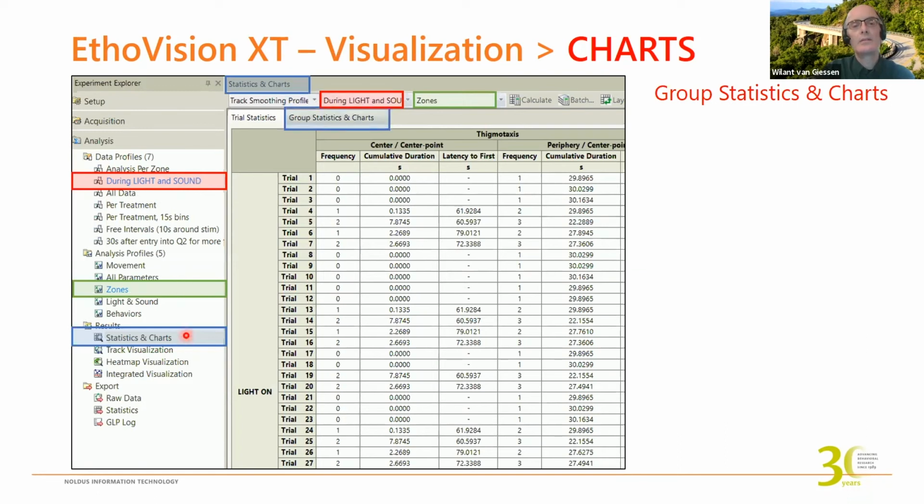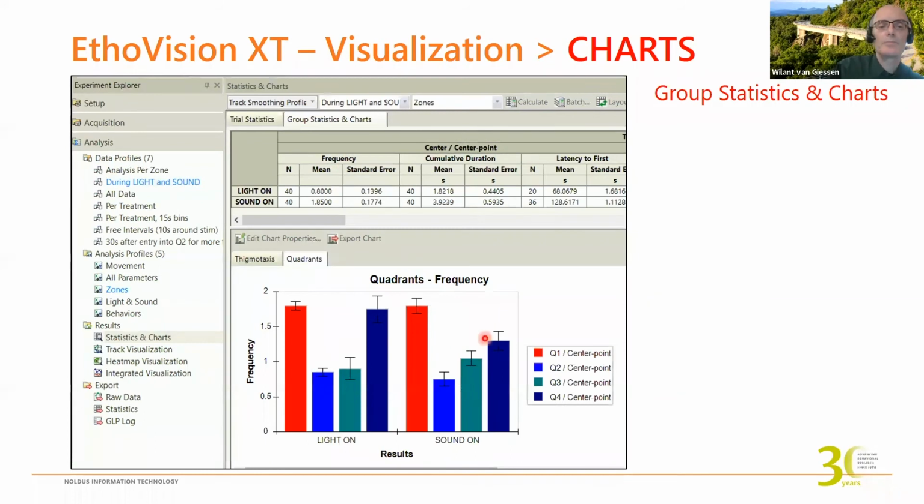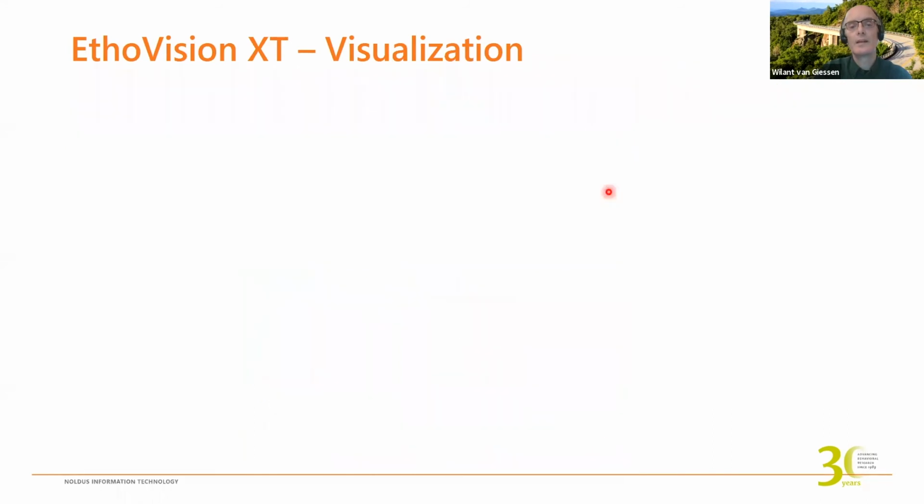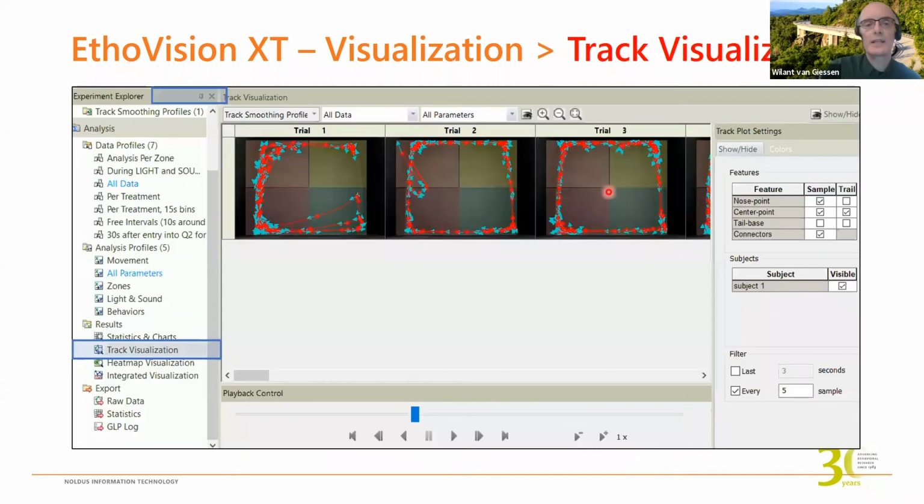And now we click on the group statistics and charts, and out pops our graph. And again, standard error, not statistical analysis. And so then you can export these graphs. See, here we go, light on, sound on, and your zones clearly.